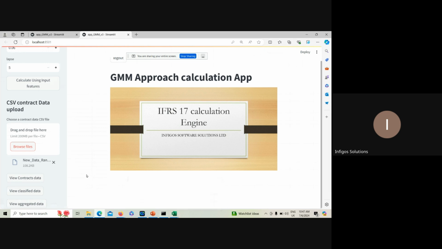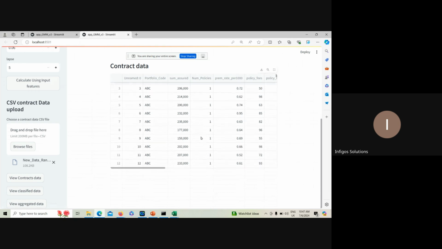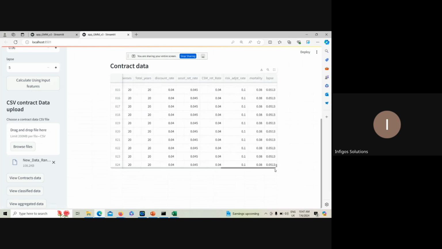Yes, Kim. So you will be able to see the contract data. So you see the contract data here. All the 800 contracts you will see. 825. And this is my loss, this is my mortality, this is risk adjustment, this is return rate, this is asset return rate.